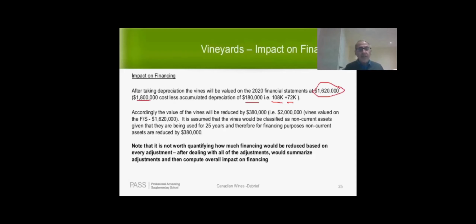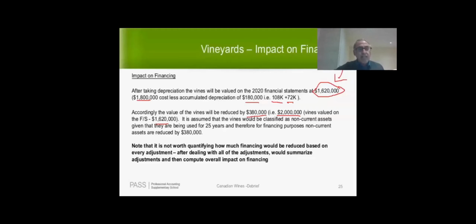Accordingly, the value of the vines needs to be reduced by $380,000 in the financial statement, right? Because at the end of the day, we have to take the difference between the amount at which they were valued on the financial statements, which was 2 million, and the $1,620,000, which is the amount at which they should have been valued based on accounting for them at cost less accumulated depreciation. So that's a $380,000 difference. It's assumed that the vines would be classified as non-current assets, given that they're being used for 25 years. So at the end of the day, non-current assets would be reduced by $380,000.